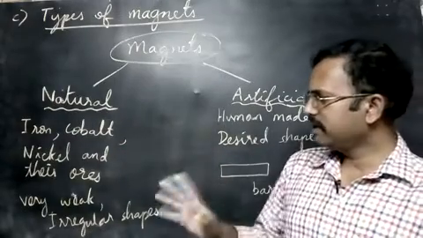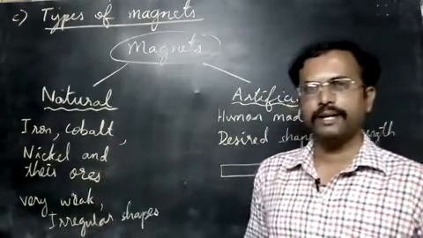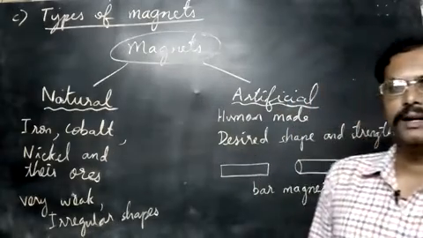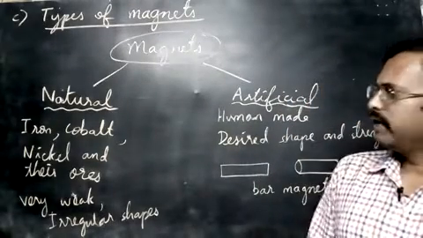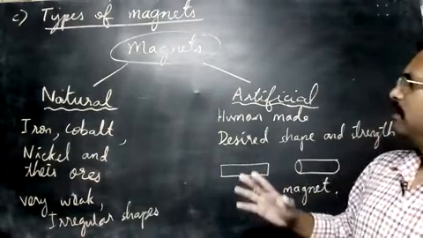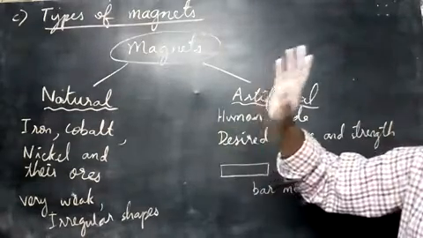The thing about natural magnets is that they are very weak, and they are of irregular shape and size. So we can't make different things with the help of them. But that's how people first found magnets. Natural magnets were there.